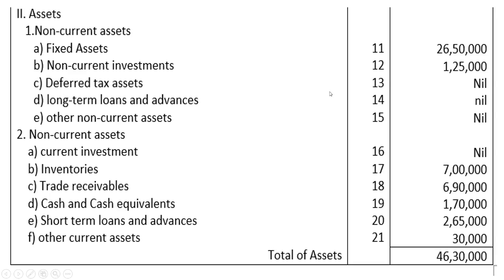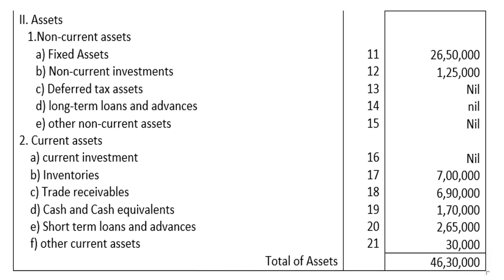And C, deferred tax assets, note number 13, nil. D, long-term loans and advances, note number 14, nil. And E, other non-current assets, note number 15, nil. And then under assets, the second one is current assets.